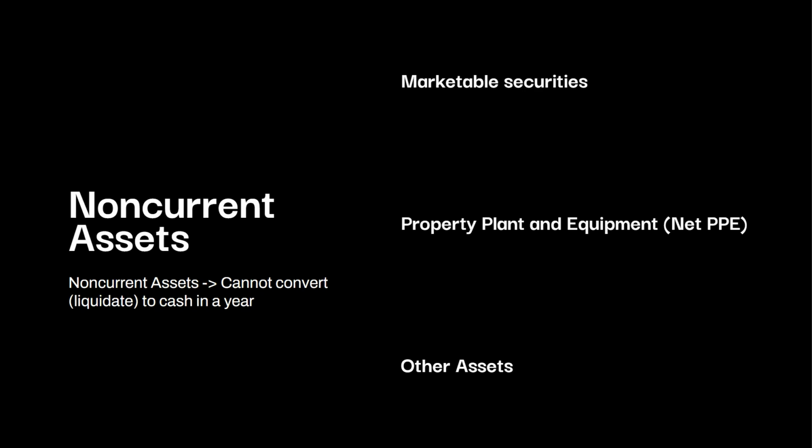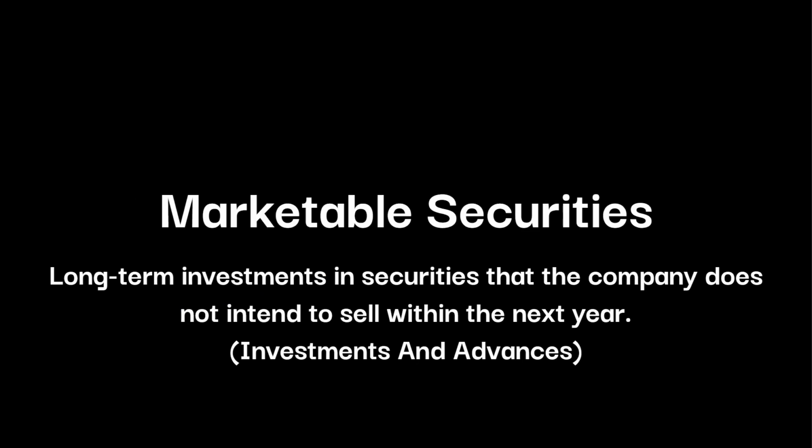All right, now let's talk about non-current assets. Non-current assets cannot be liquidated to cash within a year. You'll see marketable securities once again, right? Marketable securities can be both a current and also a non-current asset. You have property, plant, and equipment, which you'll often see as net PPE, and you have other assets. So start with the marketable securities. This time it's long-term investments in securities that the company does not intend to sell within the next year. Also, this is sometimes mentioned as investments and advances.